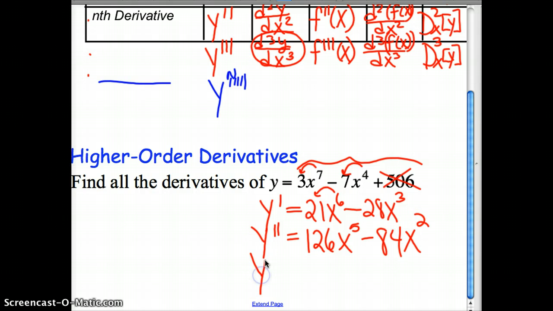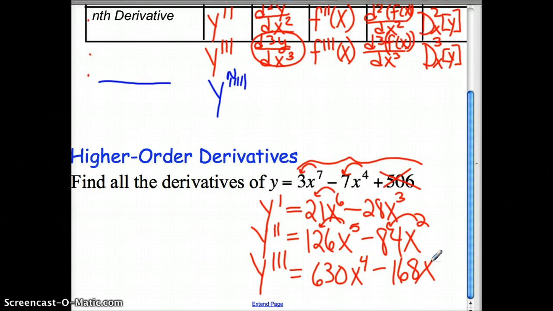And I could carry this on forever. I'll carry it one more time down. The triple derivative, I'd multiply 5 times 126, which is 630. And I'd drop it down another degree. And then I'd have a 168x. And I could continue that.